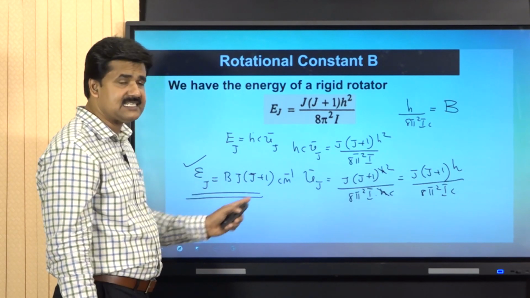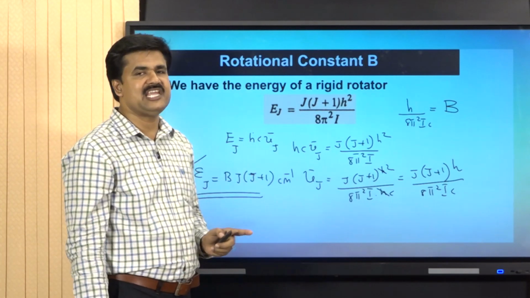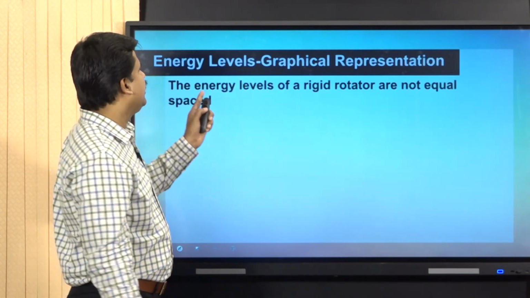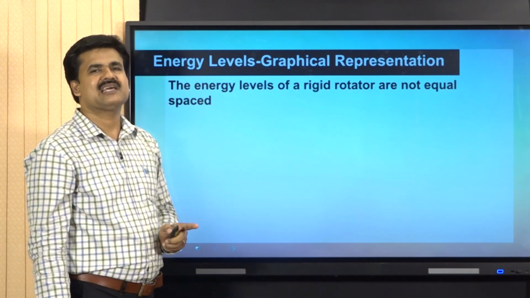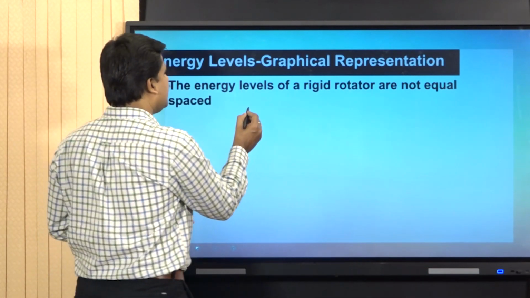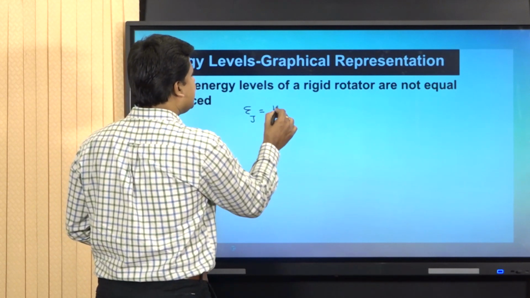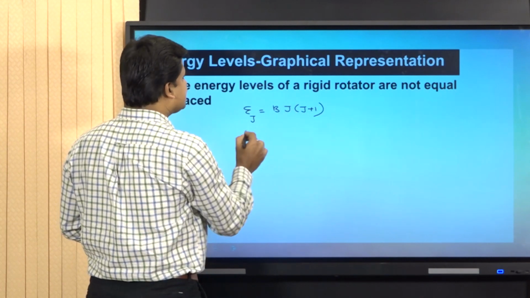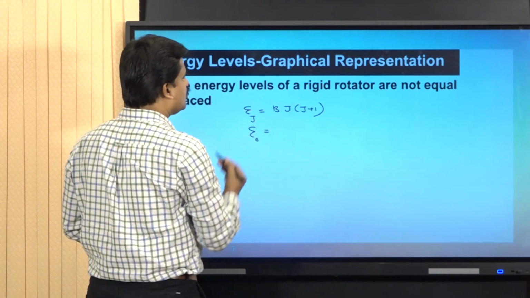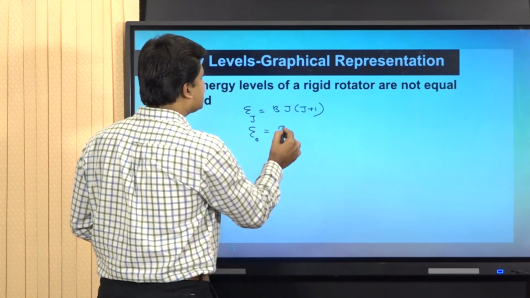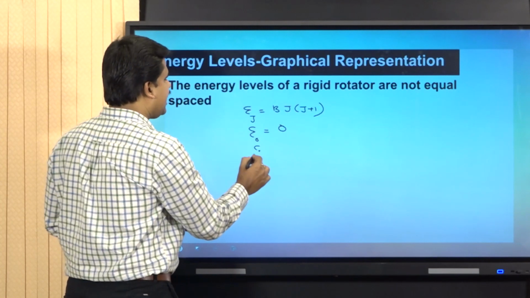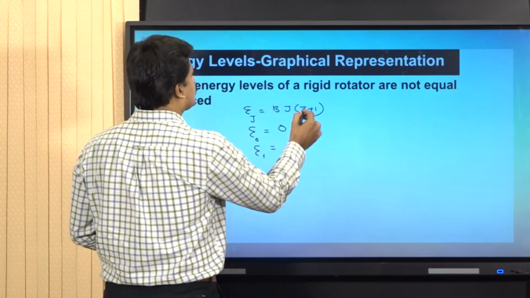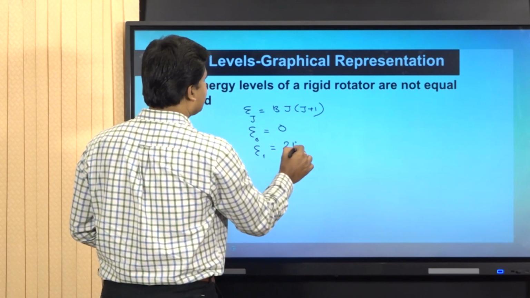Here B is a constant, equal to h divided by 8 pi square I C, and is known as the rotational constant. Now, energy levels can be represented graphically. We have the energy level expression epsilon j is equal to B j into j plus 1. When I put j is equal to 0, epsilon 0 is equal to B into 0 into this term, it vanishes, that is 0. And I have to find out epsilon 1. For that I have to put j is equal to 1. So 1 into 1 plus 1, the energy will be 2B.